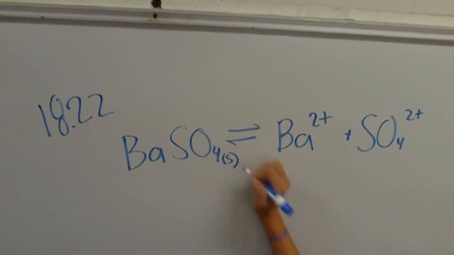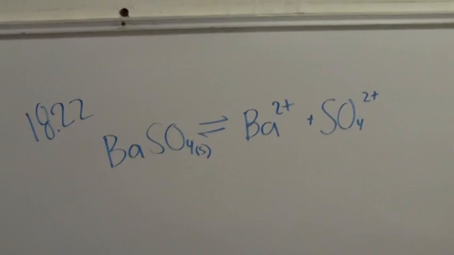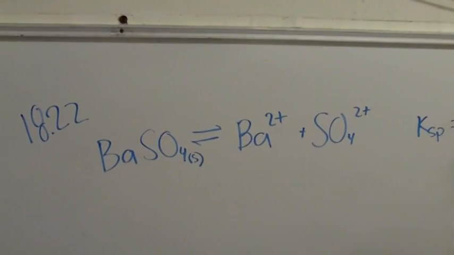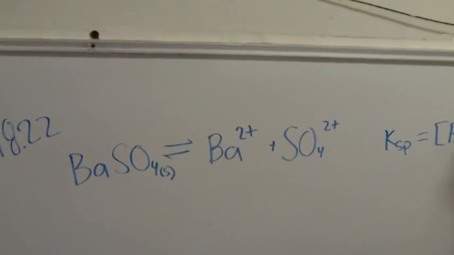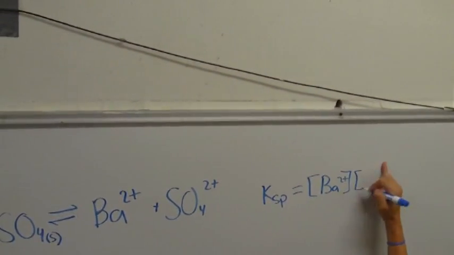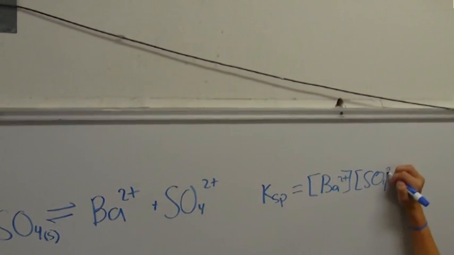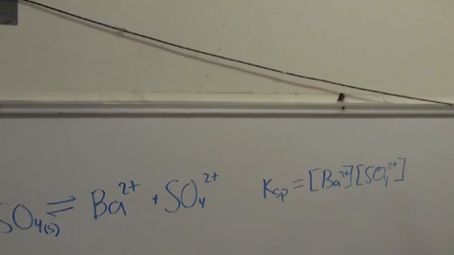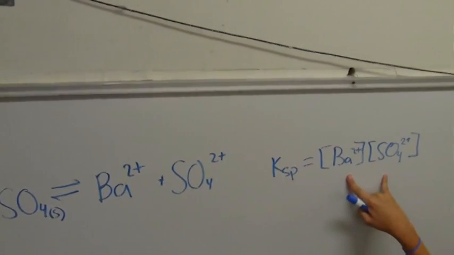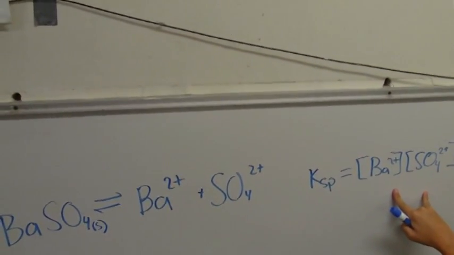This is solid, sorry. So our Ksp law then is going to be barium ions times our concentration of sulfate ions. And the reason Ksps are just the product of the products. Oh no, this is dying on us.